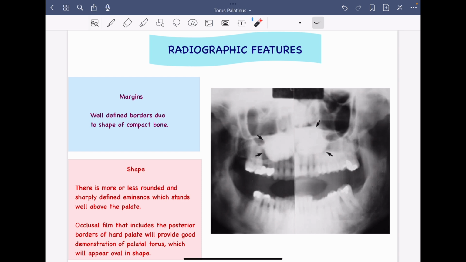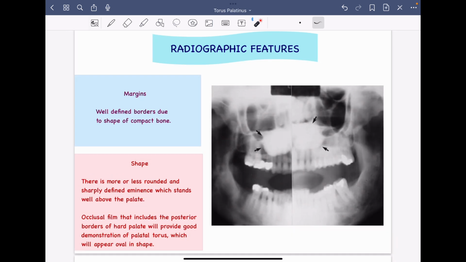So it is very important that the radiographic features for Torus should be known to you so that you can arrive at an accurate diagnosis. The shape is more or less rounded and it has a sharply defined eminence which stands well above the palate. As it is located in the palate itself with well defined margins, it is a sharply defined eminence which is invariably present on the palate itself.